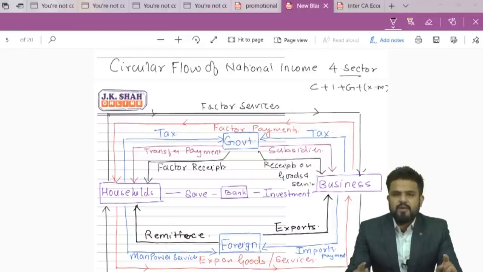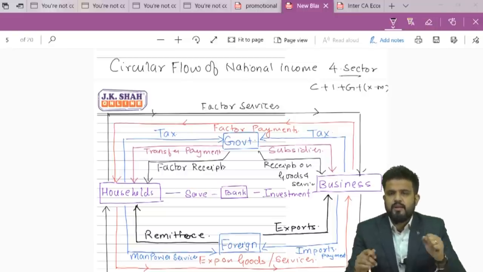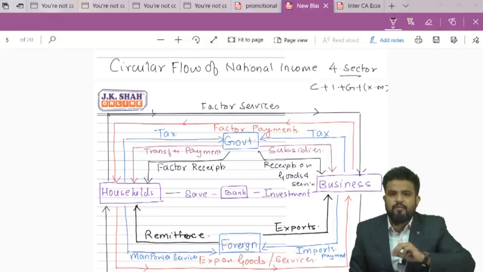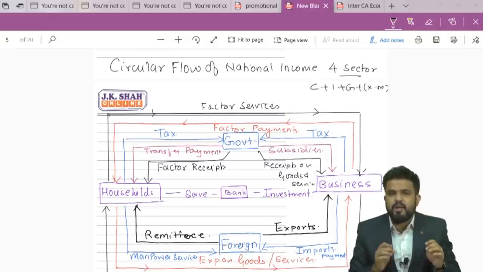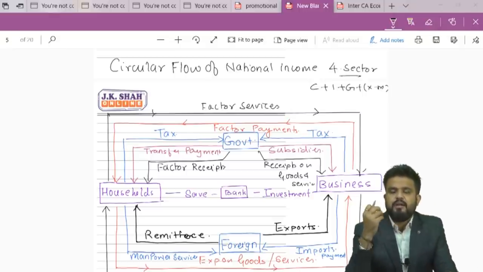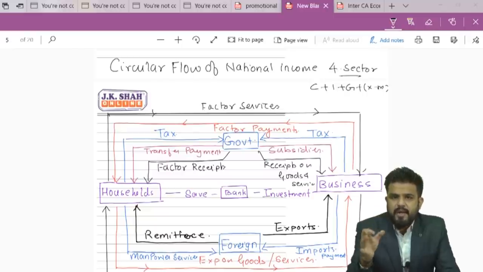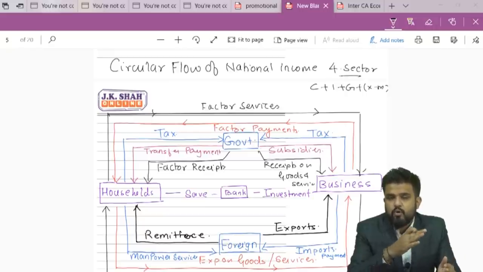Hello students, now let's move to the next question. So we are done with 2 sector circular flow and equilibrium for 2 sector. 2 questions we have done. Now let us understand circular flow of national income, 4 sector model, and inside 4 sector, 3 sector will also be explained. So I request each one of you, focus more on the 4-sector model, because 4-sector includes all 3.